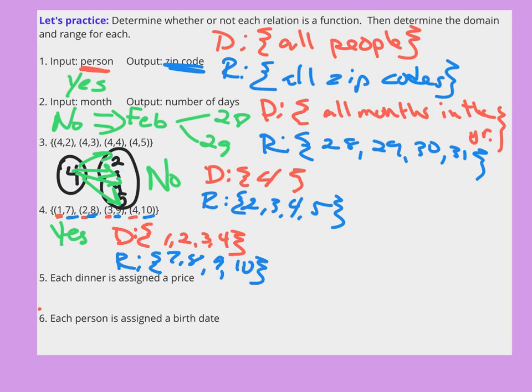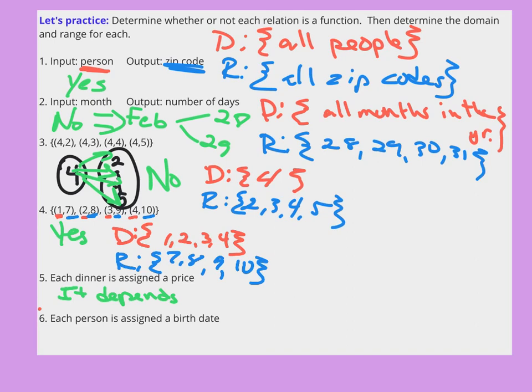All right, in number 5, we're looking at an example in words. It says each dinner is assigned a price. So if we were to go to a restaurant and choose a dinner, does it have exactly one price? Well, that actually depends. Sometimes when you go out to dinner and you order a salad, especially at Applebee's, you have the option of getting the full or the half. So in that particular case, it wouldn't be a function. Other restaurants, it could be. So here, we can say it depends.